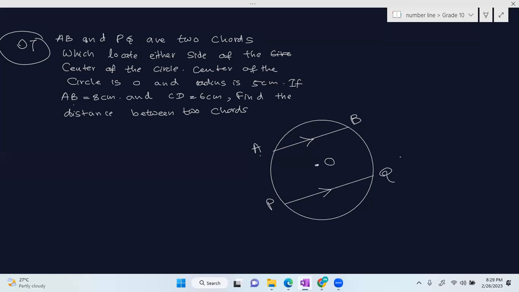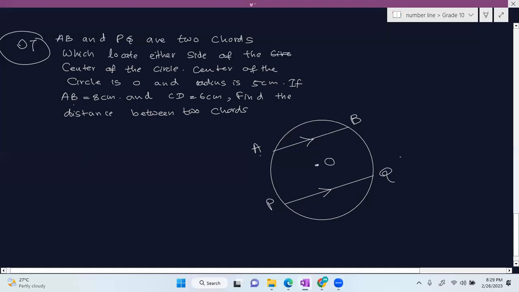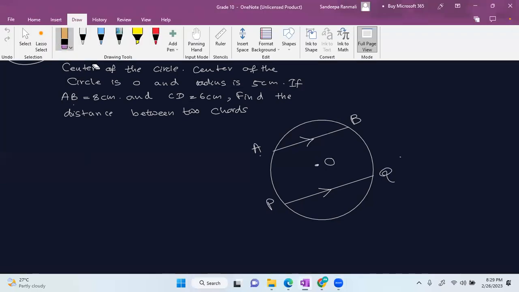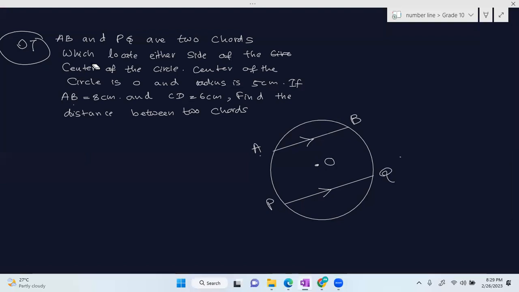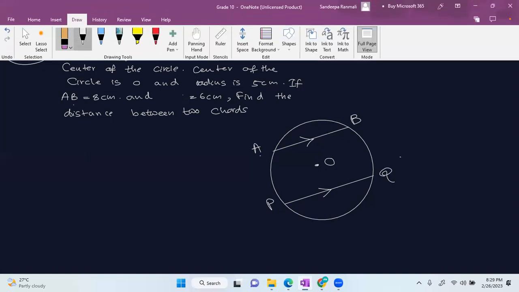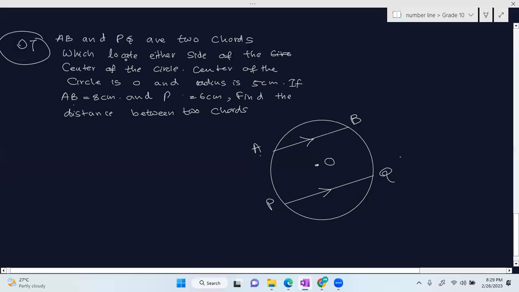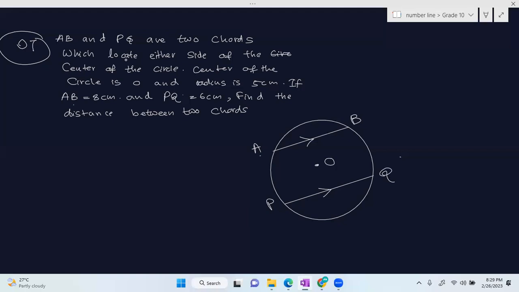Teacher, CD equals 6 centimeters. Yes. It should be. So extremely sorry. It should be PQ. Yes, only PQ equals 6 centimeters.